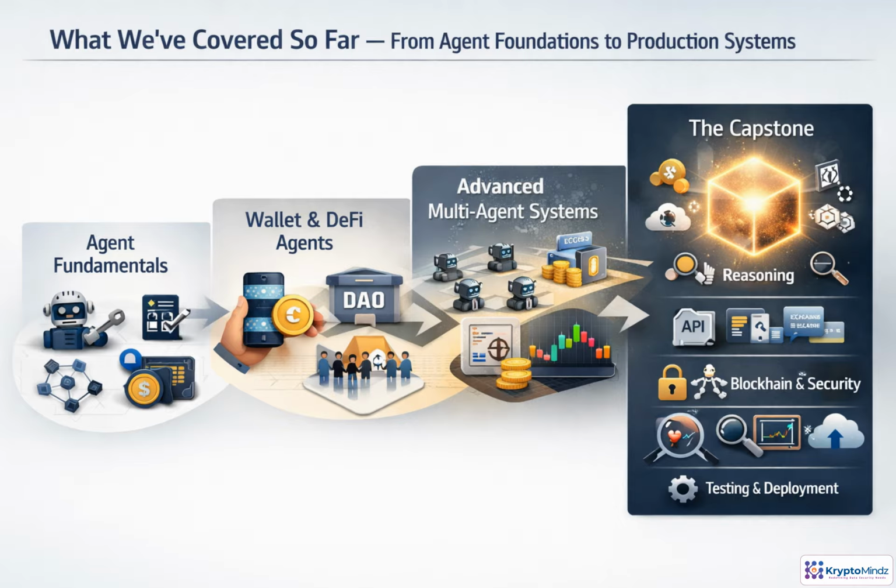At this point, you've built the core pieces: agent reasoning, tool use, wallets, smart contracts, event monitoring, security, testing, and deployment. The capstone is where those pieces connect into one production-minded Web3 AI system.